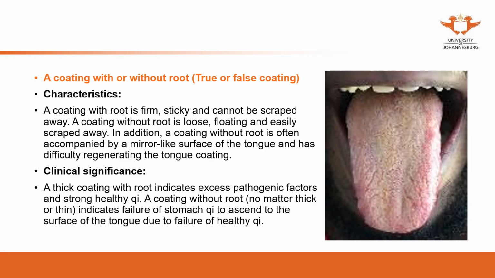The coating with roots and without roots is very important for the prognosis. This is because from the coating we can see four aspects: the stomach qi, the body fluid in the body, and also the yang qi in the body. So if there's no coating or a false coating, it indicates a poor condition of these four aspects.